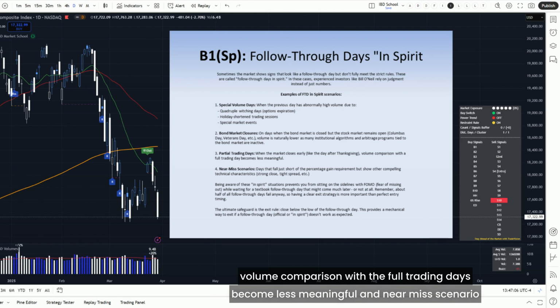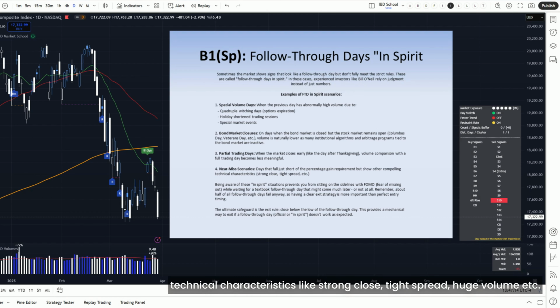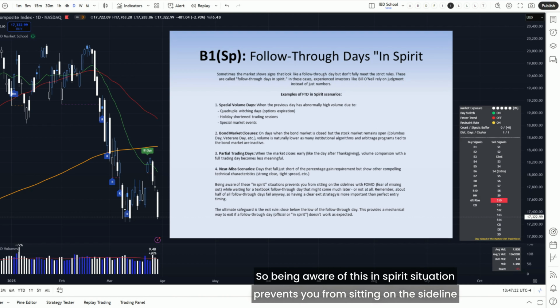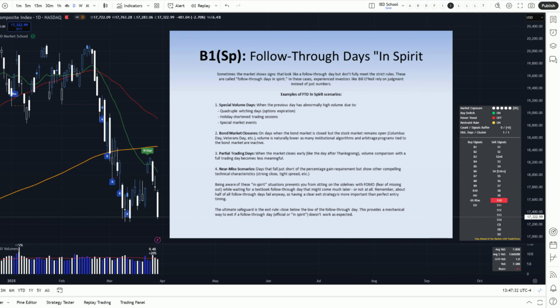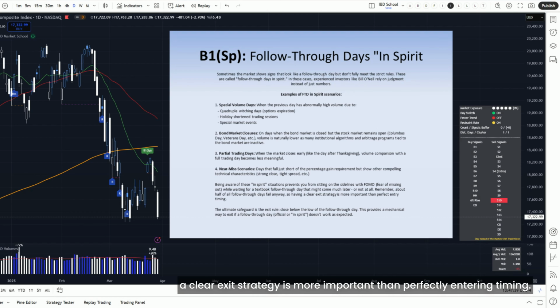And near miss scenarios, like days that fall just short on the percentage gain requirement but show other compelling technical characteristics like a strong close, tight spread, huge volume, etc. So being aware of these in spirit situations prevents you from sitting on the sideline with FOMO while waiting for a textbook follow-through day. And remember, as I told you before, half of the follow-through days fail, so having a clear exit strategy is more important than perfect entry timing.